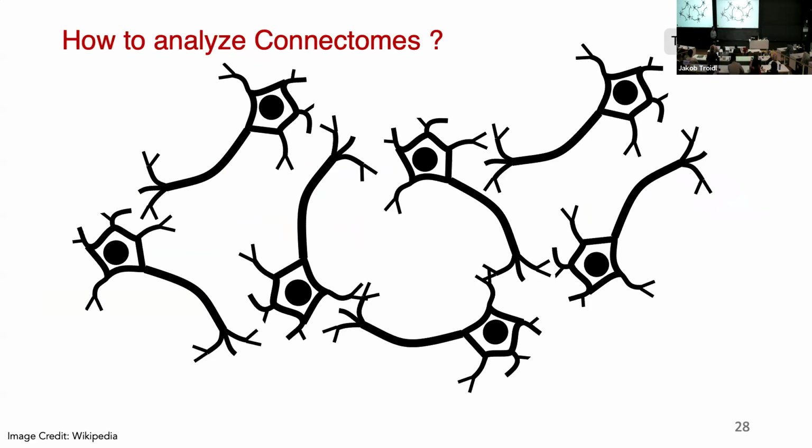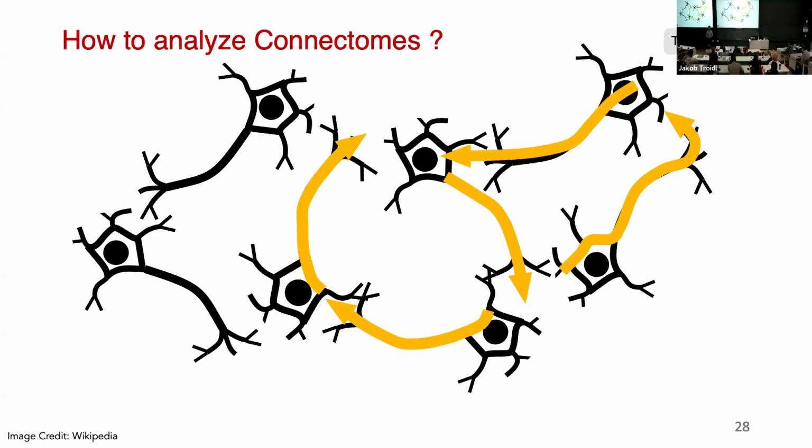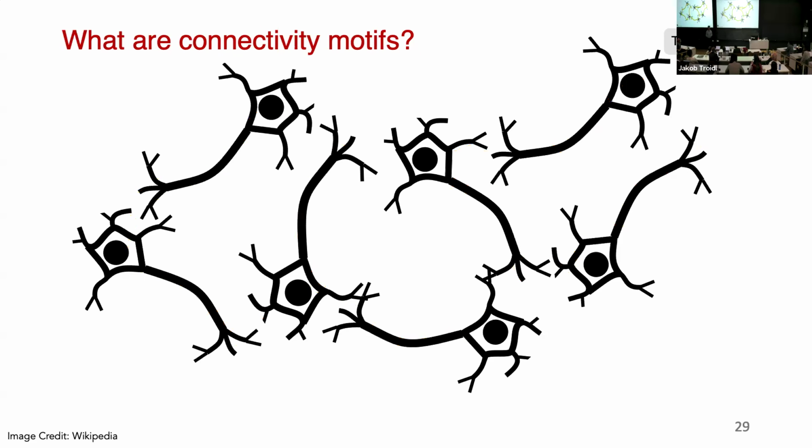So the guiding question is, how do we actually analyze a connectome? And it turns out that looking at circuit motifs is a really powerful way of studying connectomes. And what do I mean by a circuit motif? So for example, in this example network over here, we see that there's this motif in here where 3 neurons form a circular connection. And that's what we call a motif in connectomics.